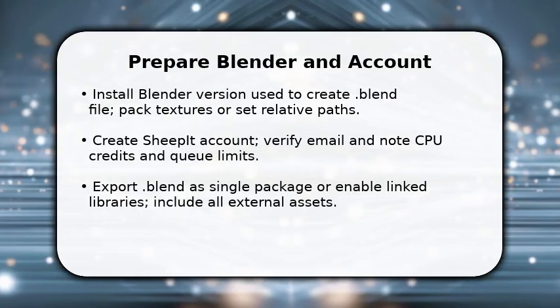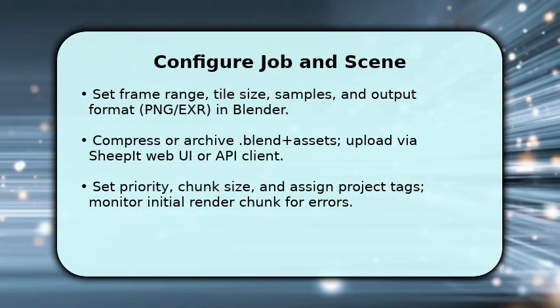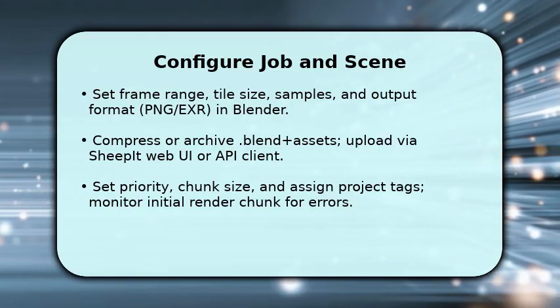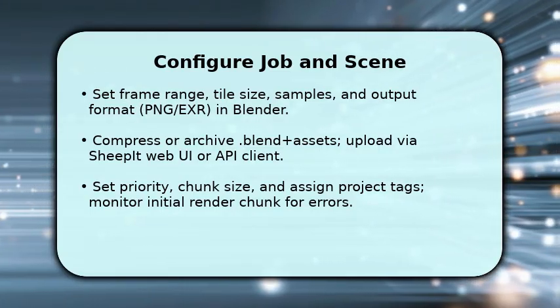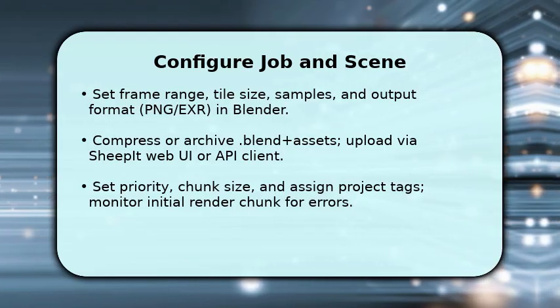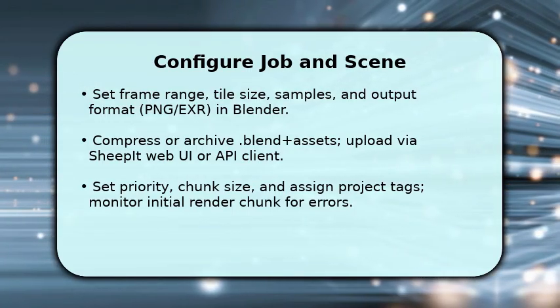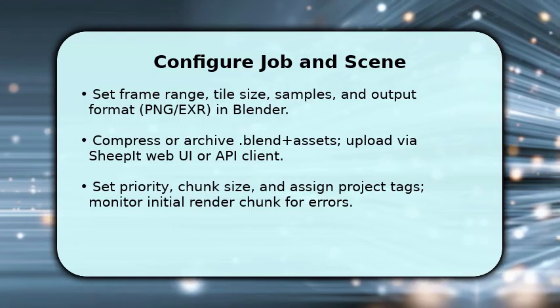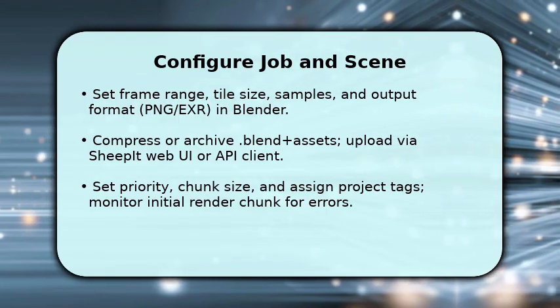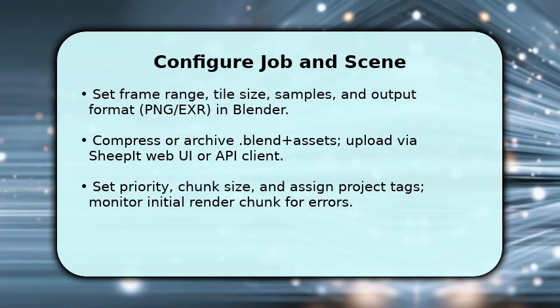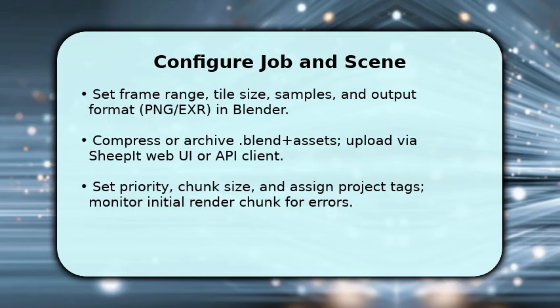Now you configure the job for distributed rendering. In Blender, define frame range, render settings, and output paths. Choose chunk size that balances upload time versus node overhead. Once configured, compress the blend and assets into one archive and upload through the SheepIt web interface or their API client so every node gets the same package. Then set priority and tags to control queue placement.